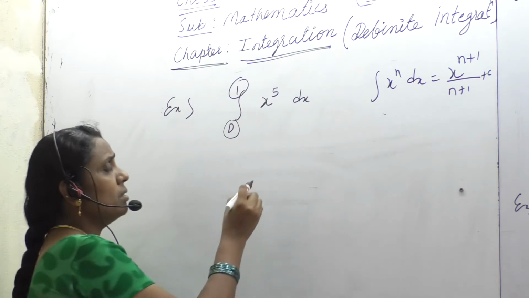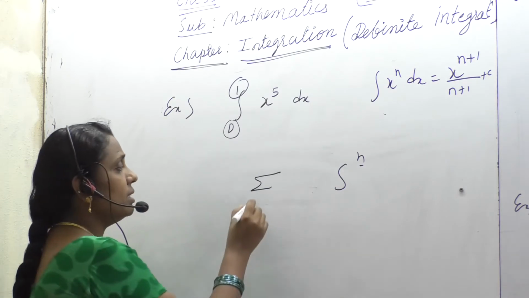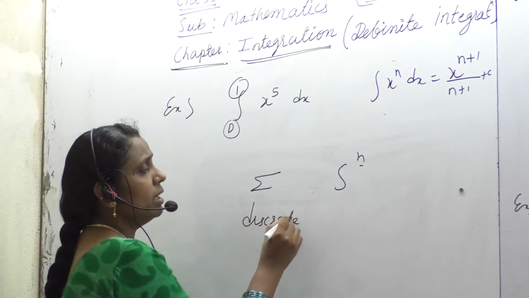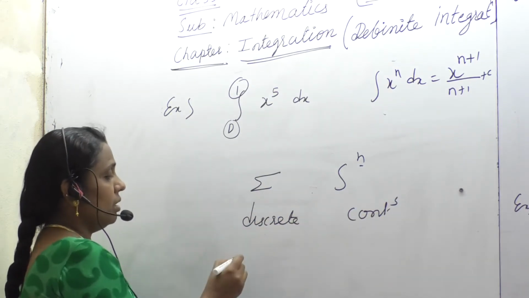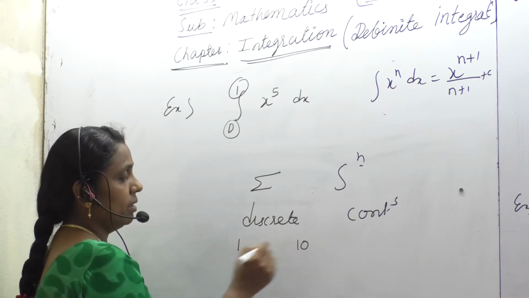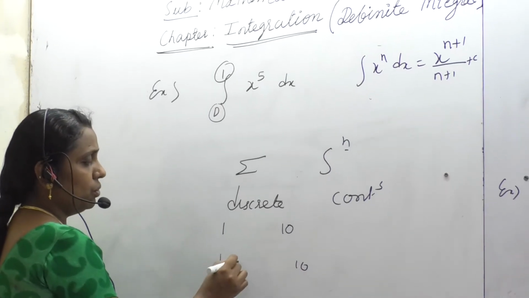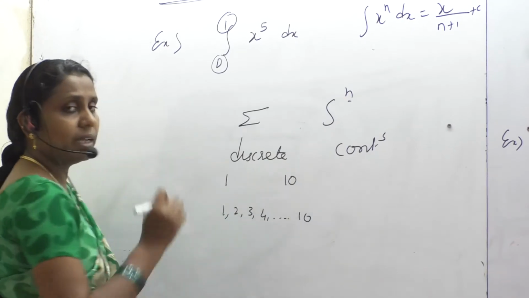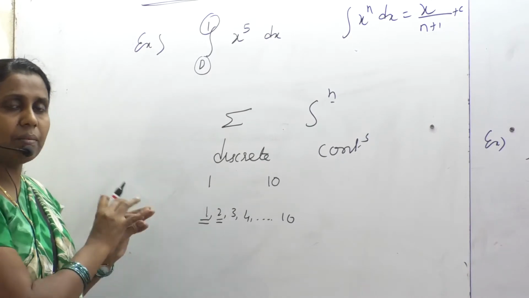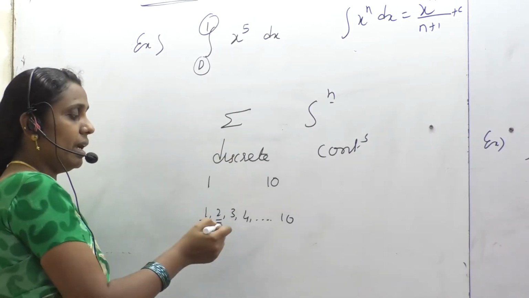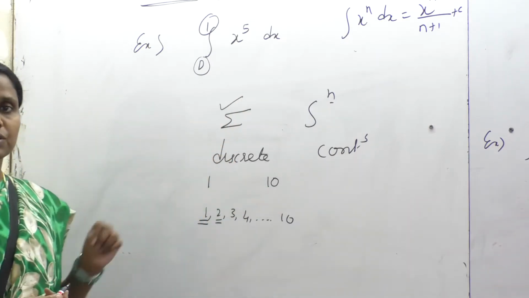So can you tell me the difference between summation and integration, students? Summation is for discrete, integration is continuous. Discrete means, if it is 1 to 10, how are you going to put the numbers in between 1 to 10? 1, 2, 3, 4, 5, and so on. At this particular point 1, at this particular point 2, so the points are mentioned. These are said to be discrete, and to study discrete points we use the summation operation.